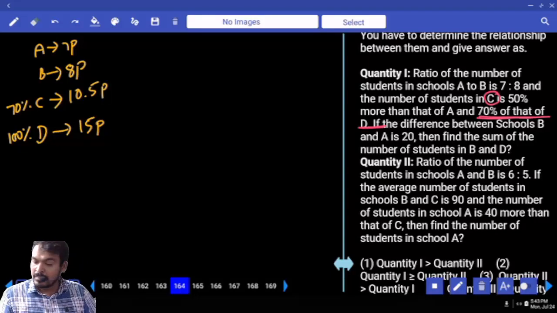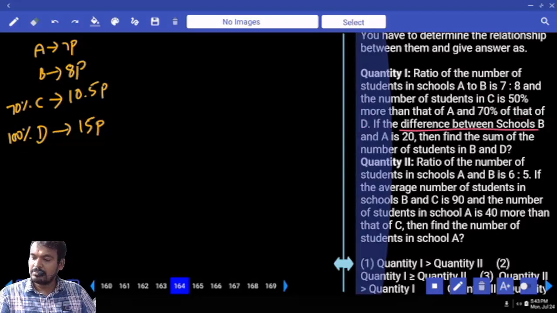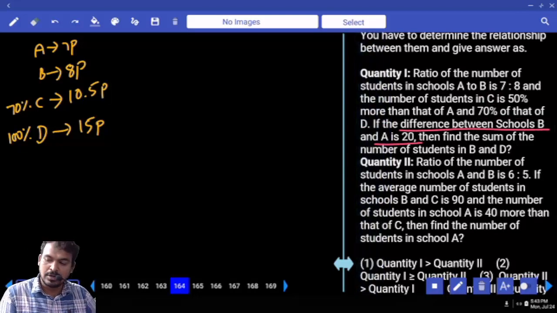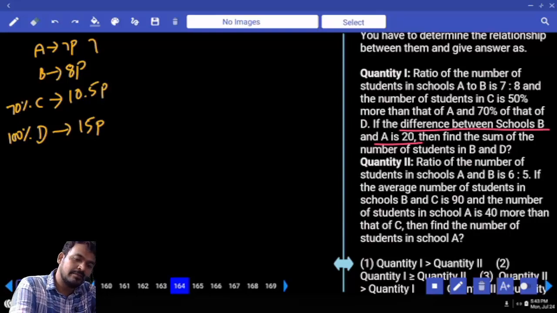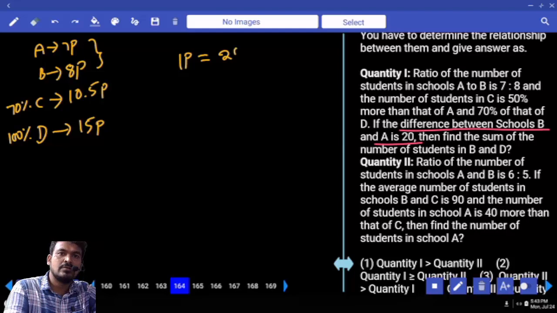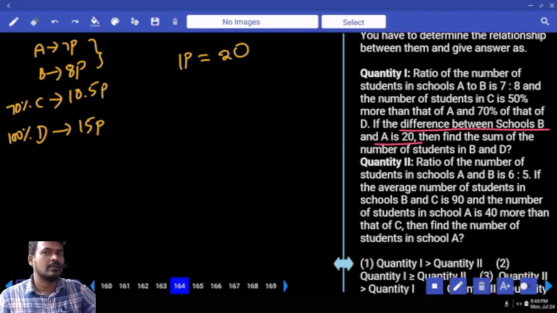Next, the difference between schools B and A is 20. B and A difference means 7 parts and 8 parts, difference 1 part. That 1 part is equal to how much? 20. 1 part value is 20.